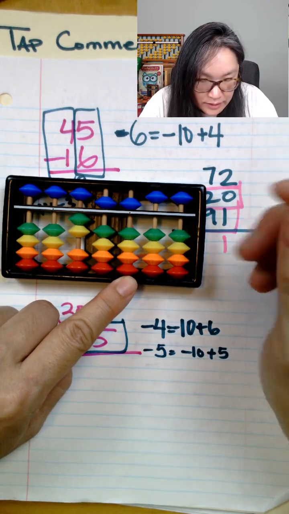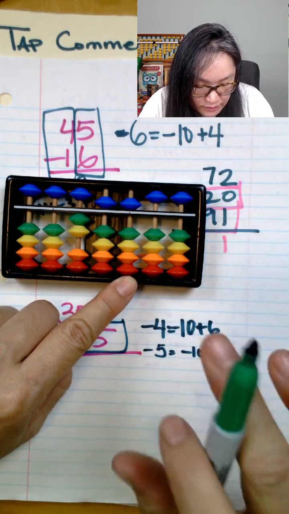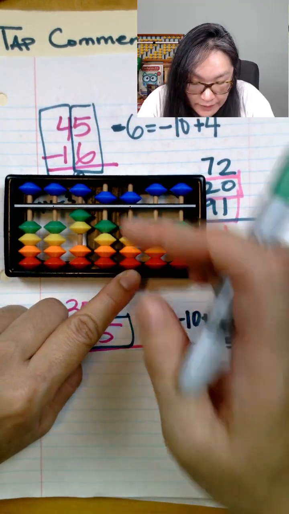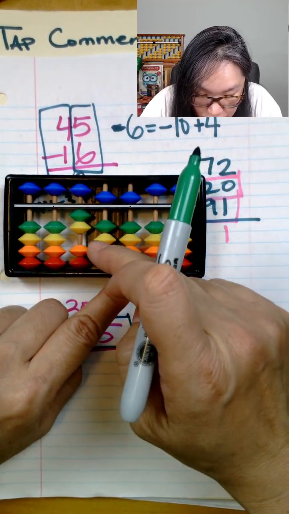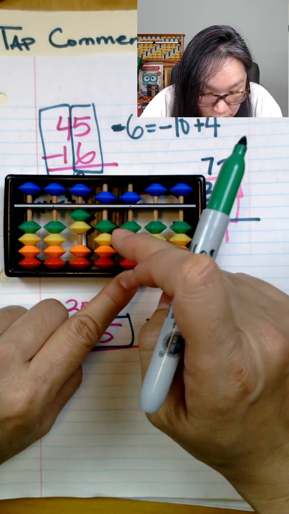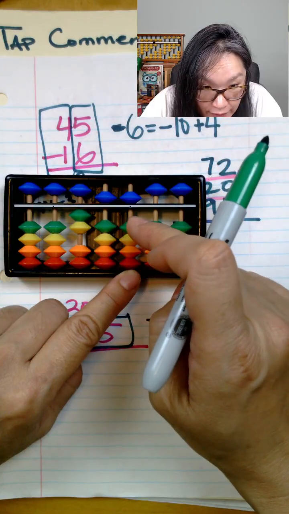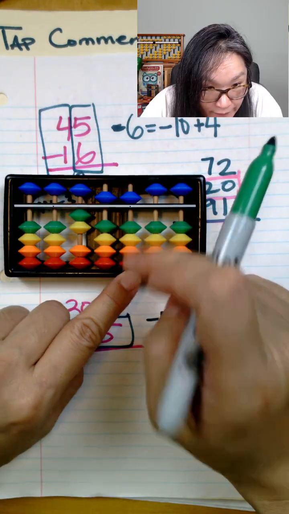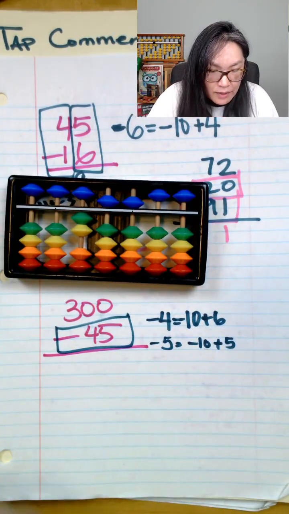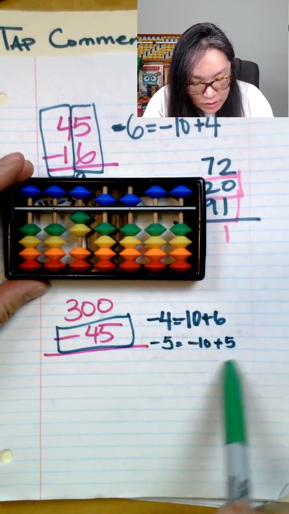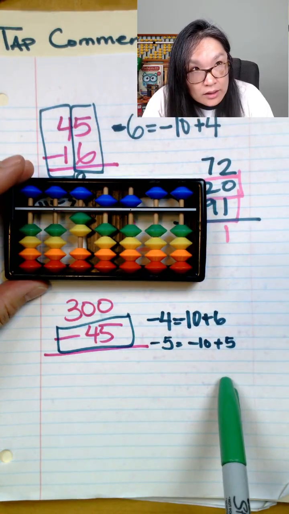Yeah, no, I understand. Yeah, because it's just backwards. So yeah, and so my answer is 255. Yeah, there you go. I hope that made sense. But again, this is knowing the 10 frame.